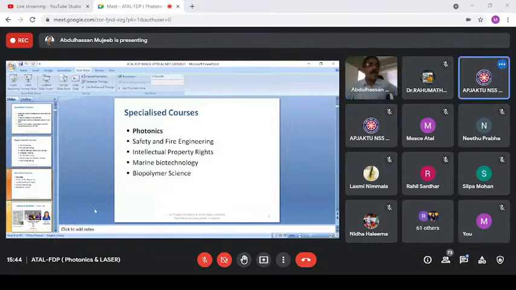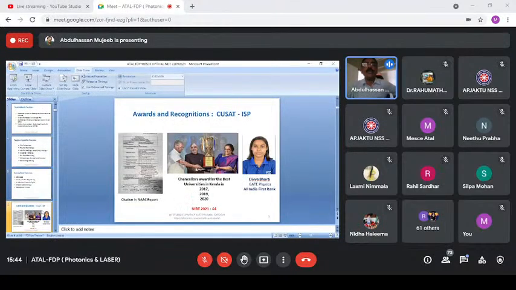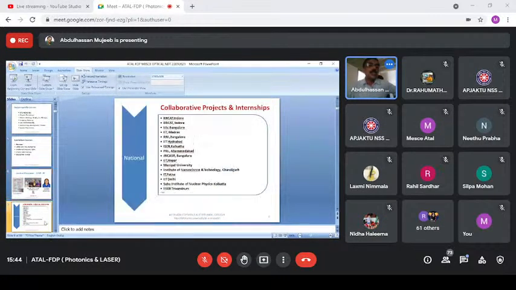So this is a slide that I have shown regarding the awards and recognitions of QSAT, ISP, that is, the different Chancellor's Awards we have received. And this is the photograph of Divya Bharati, our student, who received the GATE all India first rank, getting 100% for her GATE score. So I have discussed the collaborative projects, internships and projects with different national institutes all over India.